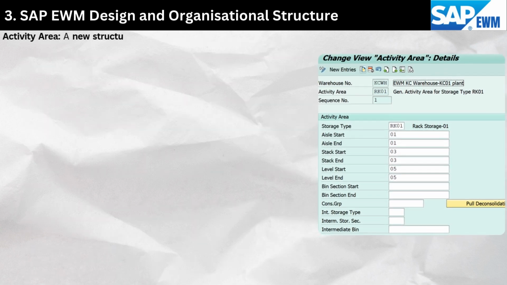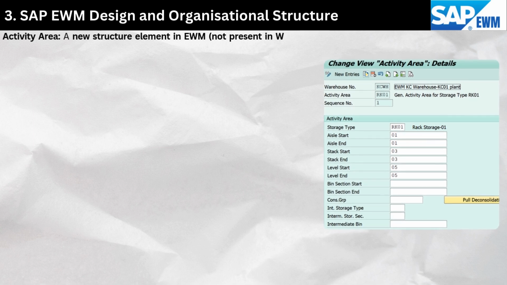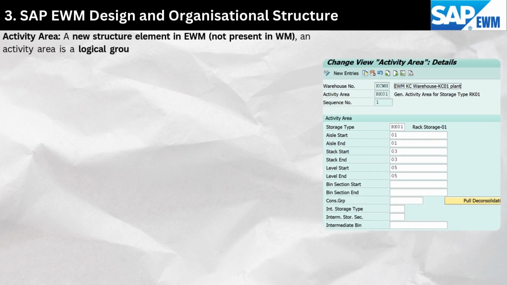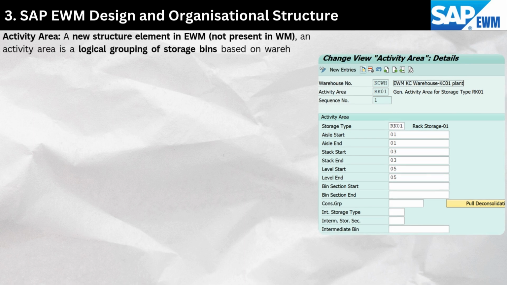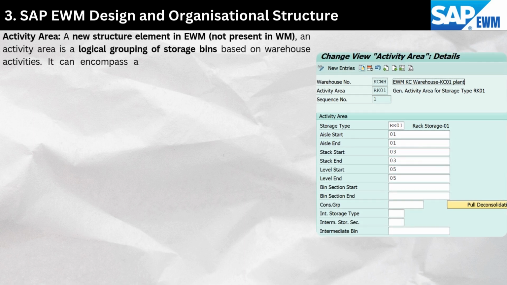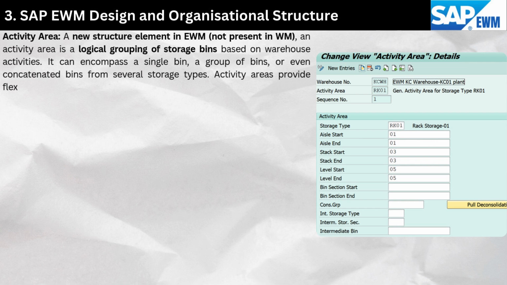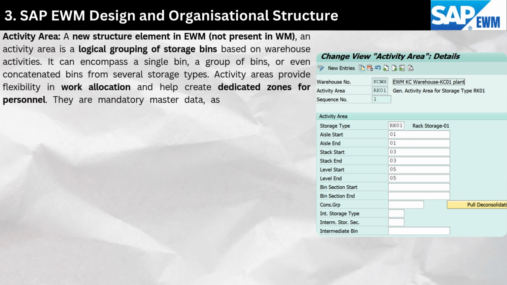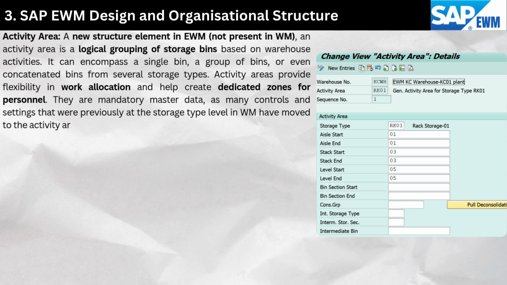Activity area. A new structure element in EWM, not present in WM. An activity area is a logical grouping of storage bins based on warehouse activities. It can encompass a single bin, a group of bins, or even concatenated bins from several storage types. Activity areas provide flexibility in work allocation and help create dedicated zones for personnel. They are mandatory master data, as many controls and settings that were previously at the storage type level in WM have moved to the activity area level in EWM.